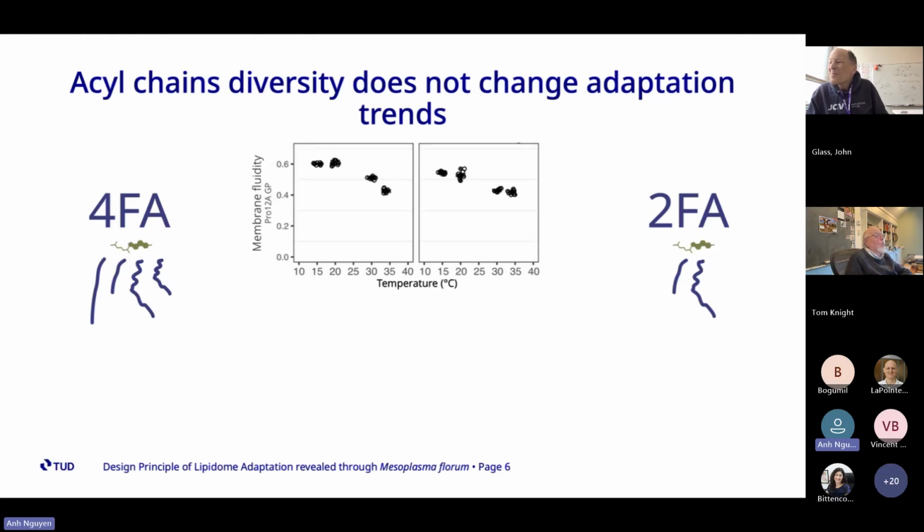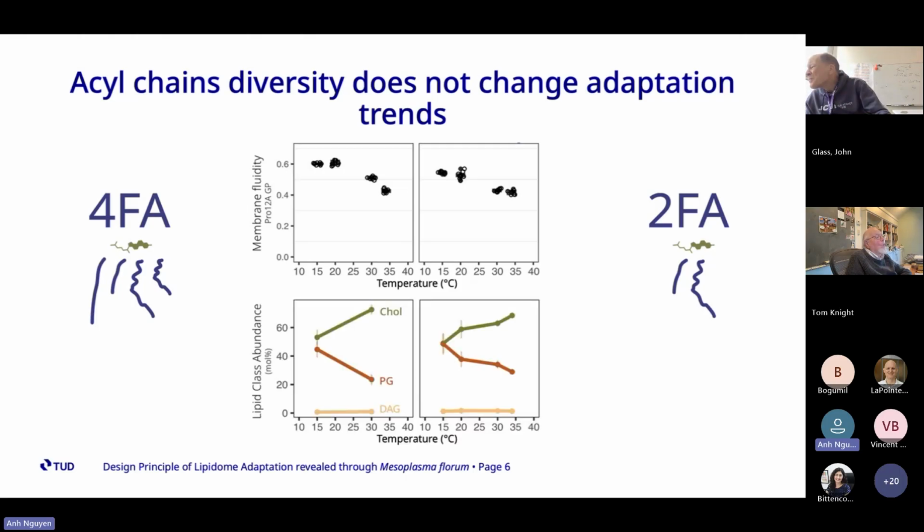And if you look at how the membrane fluidity is being maintained, you can see that they do drop a little bit. So having only cholesterol and fatty acid chains actually hinders the homoviscous adaptation. But the trend does not really change if you add 2 more fatty acids compared to the simplified one. The lipidome can also be classified by lipid class. In this case, they have cholesterol that we feed them, and from the fatty acids, they make PG and DAG. And the pattern for class adaptation looks the same.